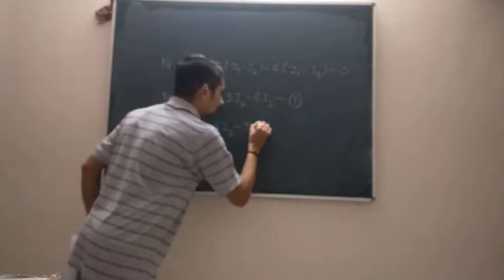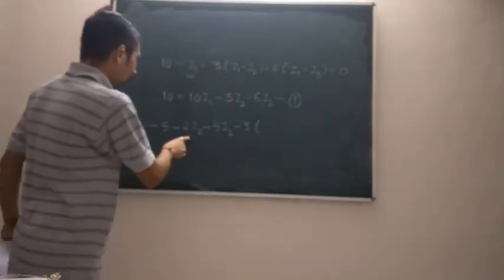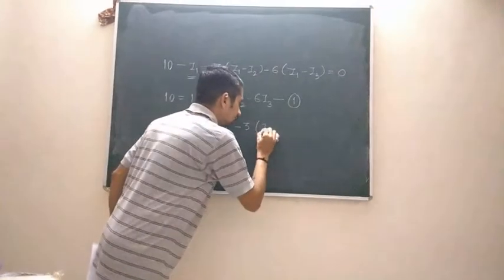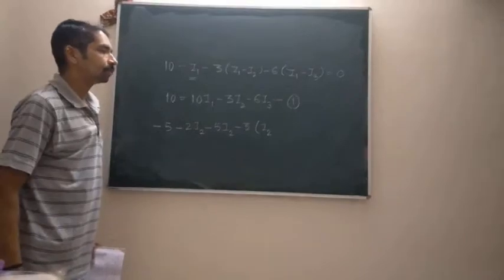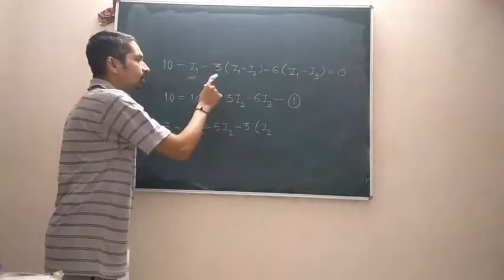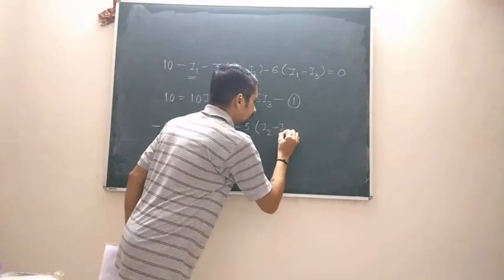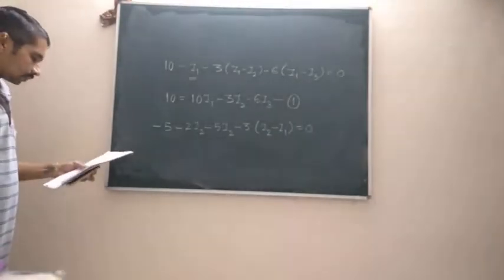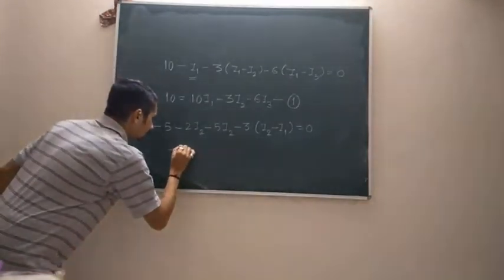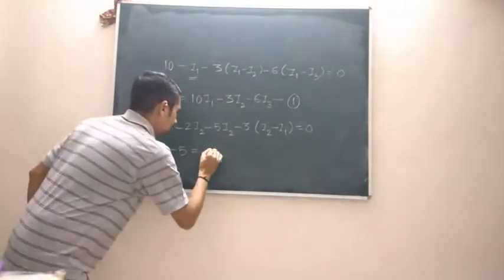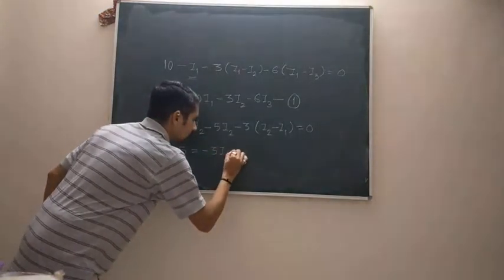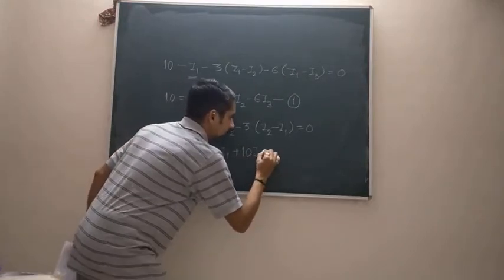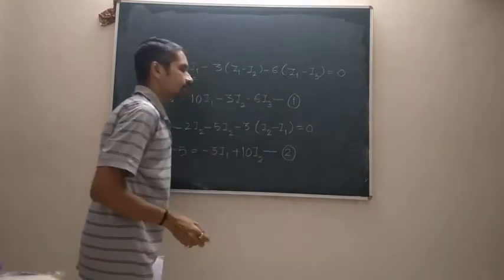minus 3 into. Now I am writing down this equation for loop number 2, and therefore I will assume the current flowing in loop number 2 as higher than the current flowing in loop number 1. So here it will be I2 minus I1, and that is equal to 0. So I can simplify this equation as minus 5 is equal to minus 3I1 plus 10I2. I will call this equation number 2.